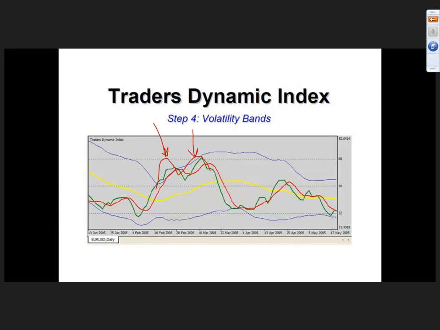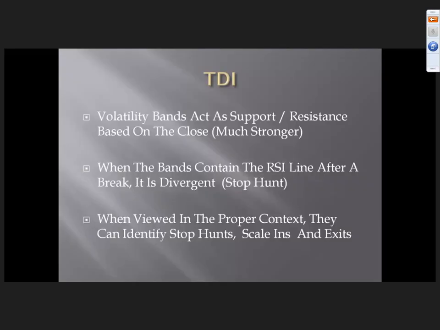Okay? Hang with me a minute. The volatility bands act as support and resistance based on the close, which is much stronger, because we know the wicks are false. It's wicky or whatever you want to call it. The wicks is when the damage is done. It's based on the close.